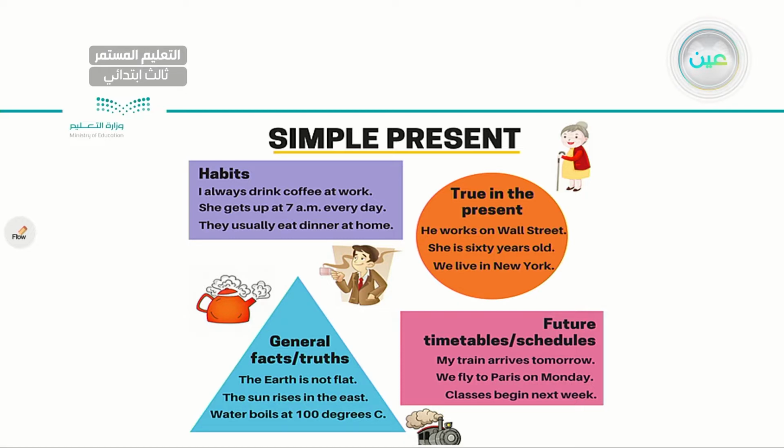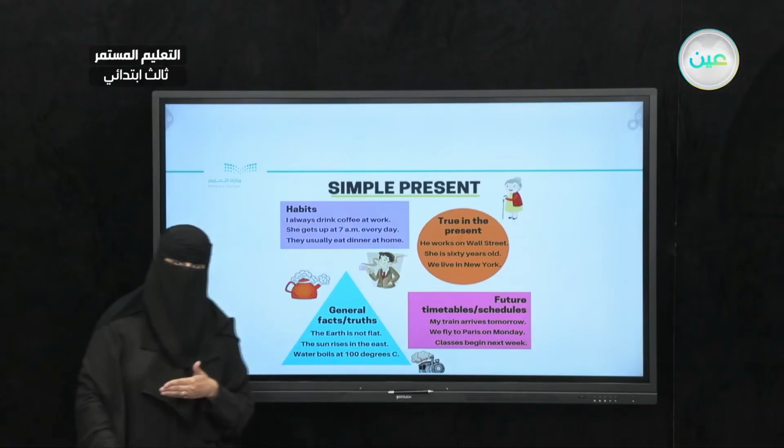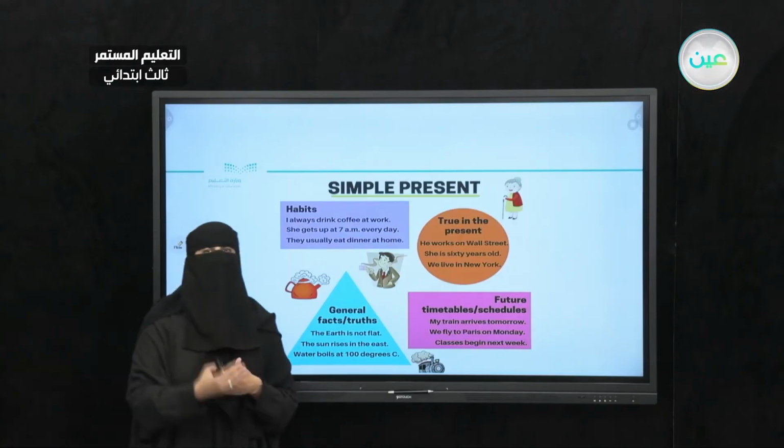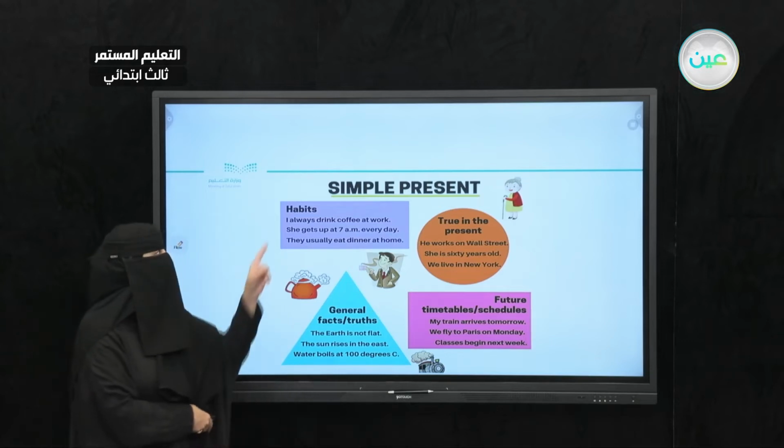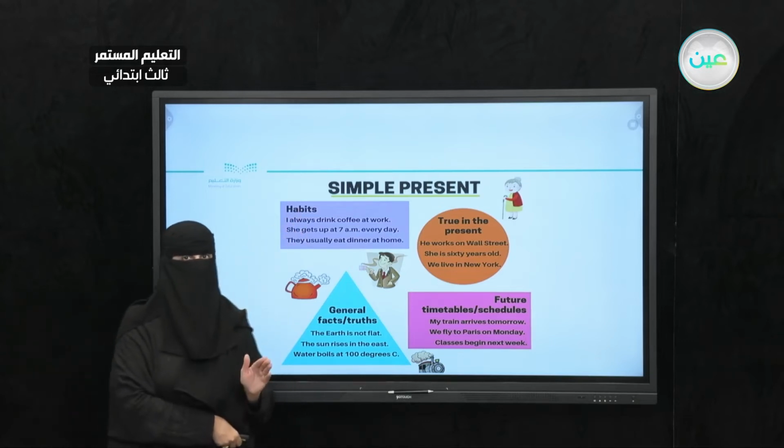For example, I always drink coffee at work. This is a habit. She gets up at 7 a.m. every day. They usually eat dinner at home. These are different habits that people often do on a daily basis, okay? Habits, routines. So for habits and routines, we use the simple present tense, okay?